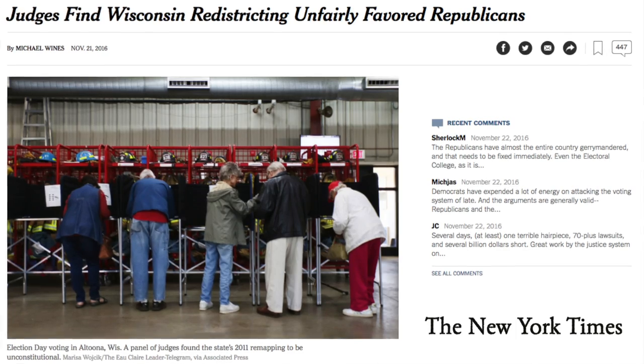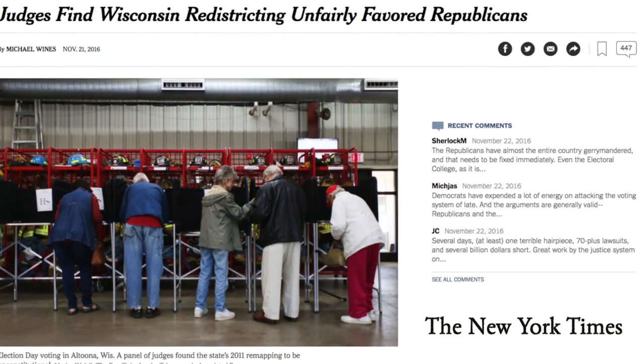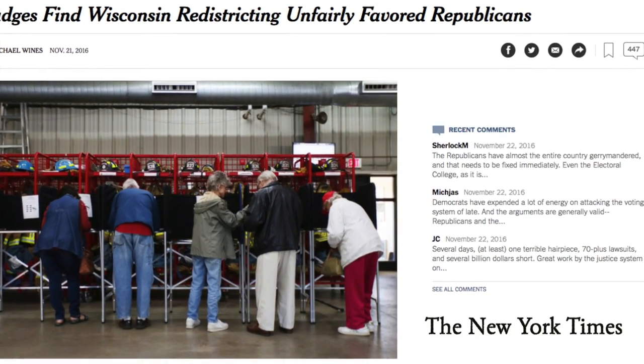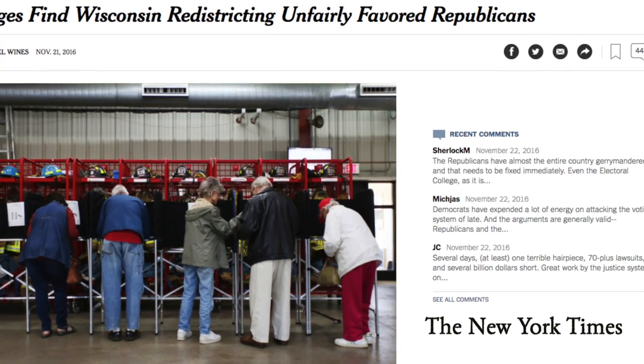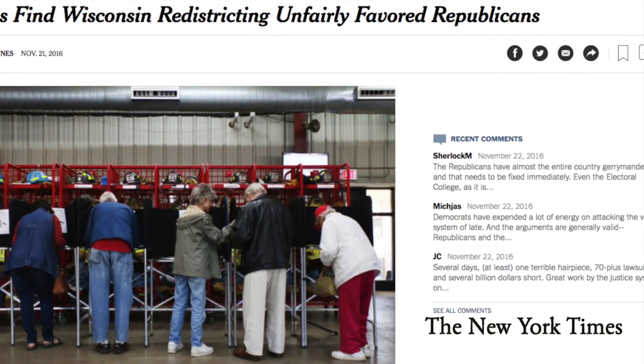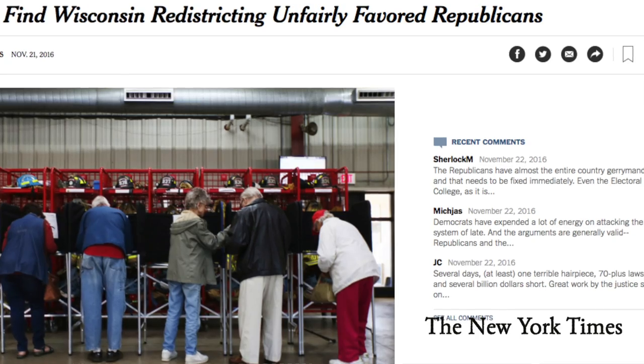A panel of three federal judges ruled that the Wisconsin legislature's 2011 redrawing of state assembly districts to favor Republicans violated the First Amendment as well as the Equal Protection Clause in the 14th Amendment. Their reason was that it deprived Democratic voters of their right to be represented.